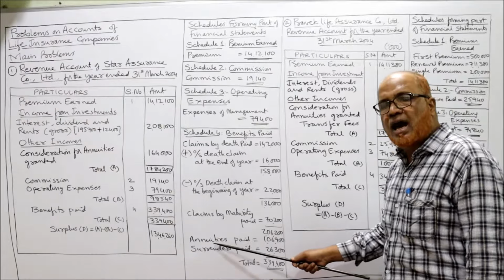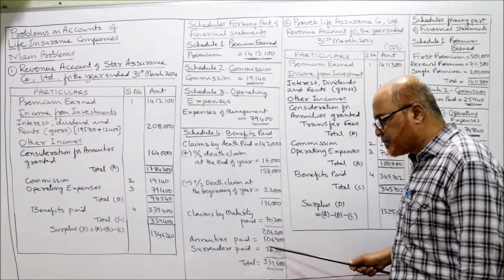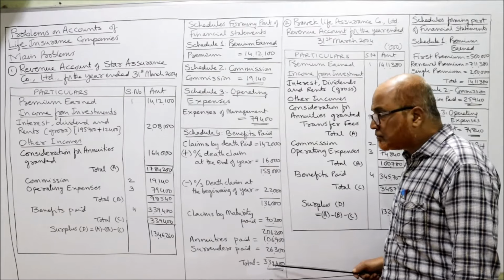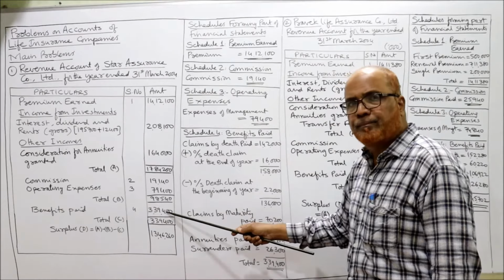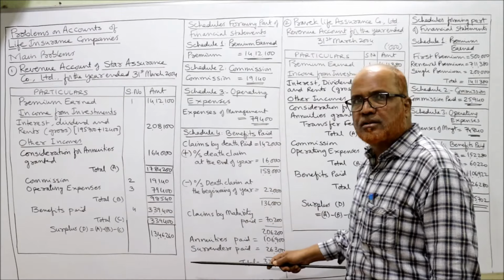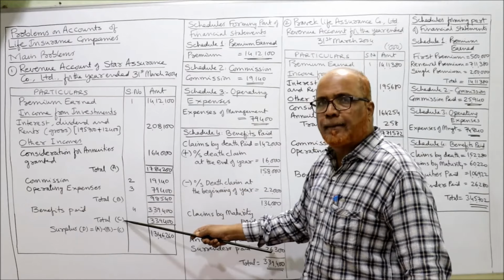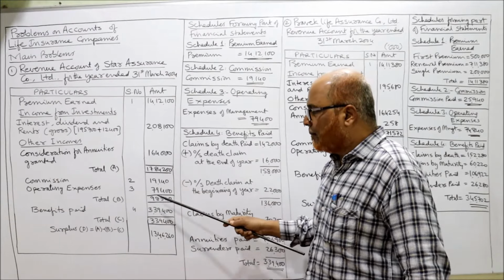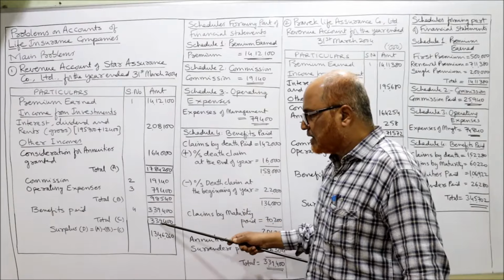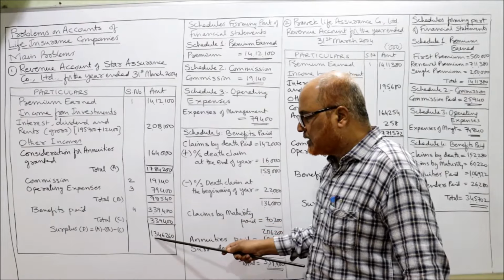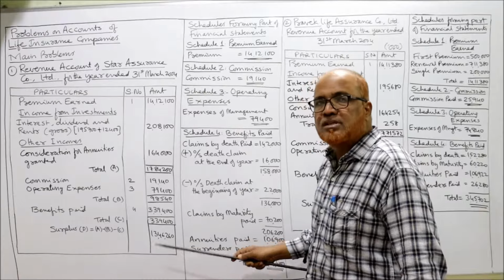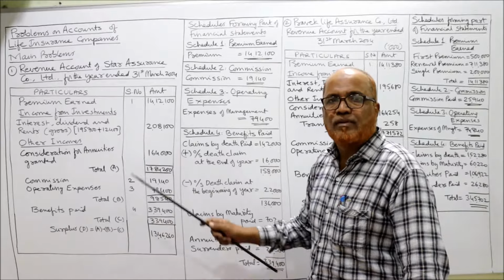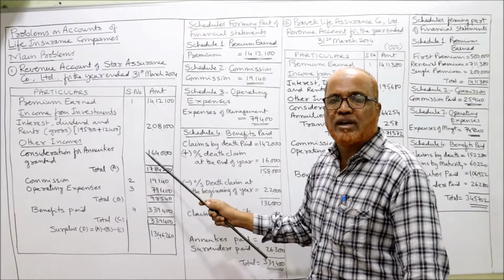Total claims. To this we add annuities paid and surrenders paid. The total of schedule number 4 comes to 3,39,400. I have taken 3,39,400 here. That's all. All the schedules are completed. We got the values of A, B and C. Simply you subtract: 17,84,200 minus 98,540 minus 3,39,400. You are going to get 13,46,260. This is called surplus. That's it. This is the end of the first problem, preparation of revenue account.